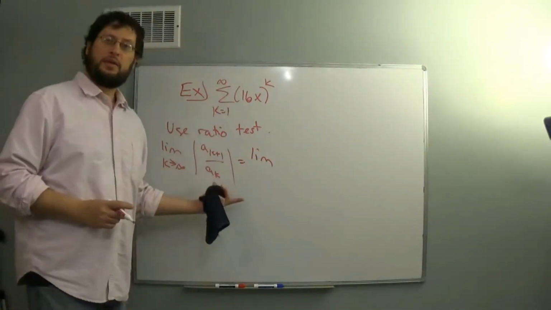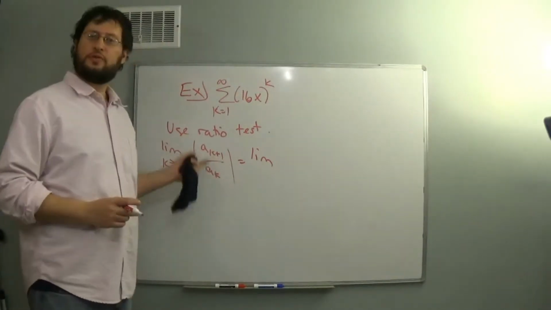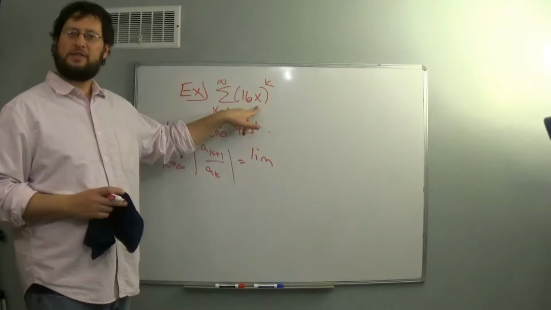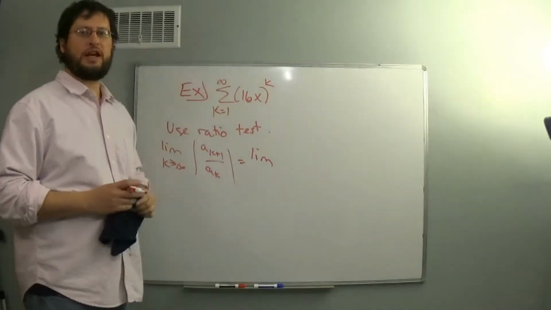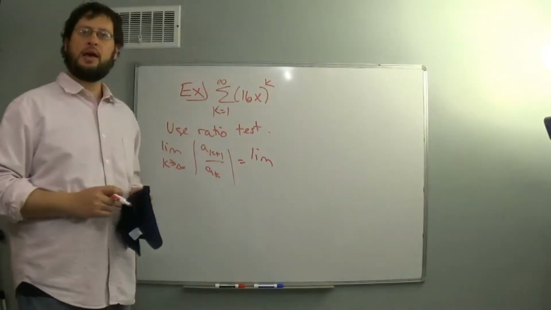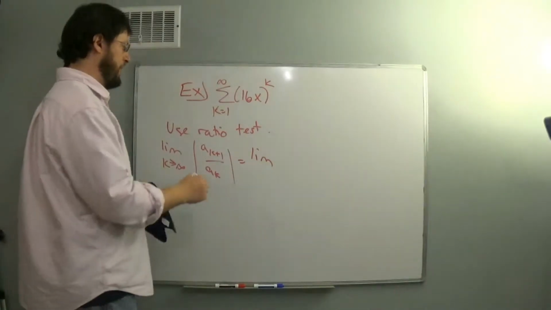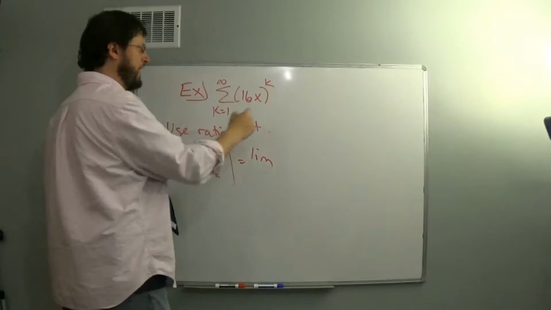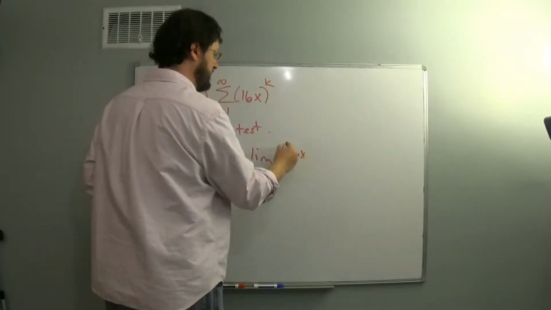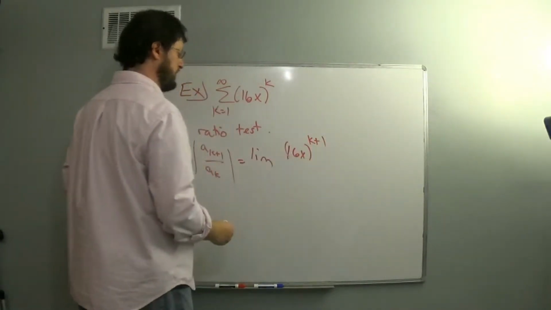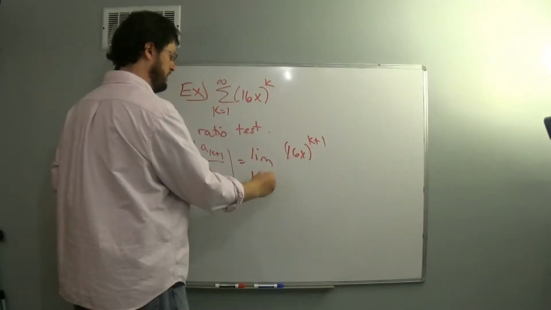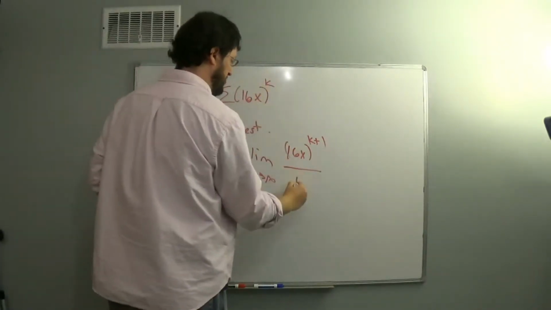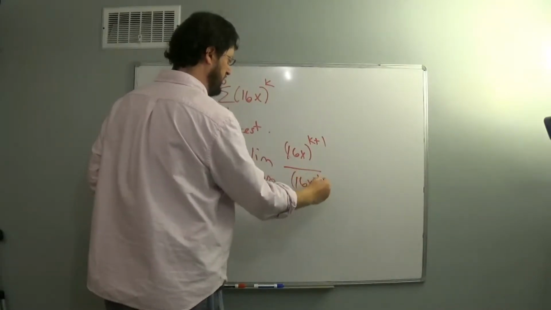Now, many times we were able to drop the absolute values because the terms were positive, but x might be negative. So we're going to have to be much more careful about doing that, and most of the time we may not be able to drop the absolute value. a_(k+1), remember what that means. That means plug k plus 1 in for k. So that's 16x to the k plus 1. a_k is just the actual series that we see, 16x raised to the k.